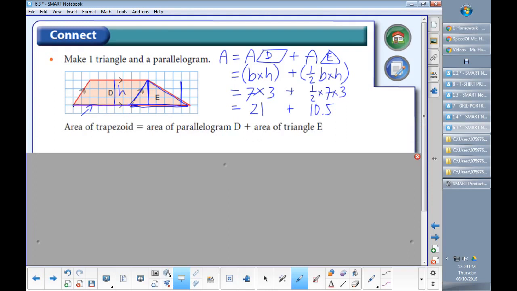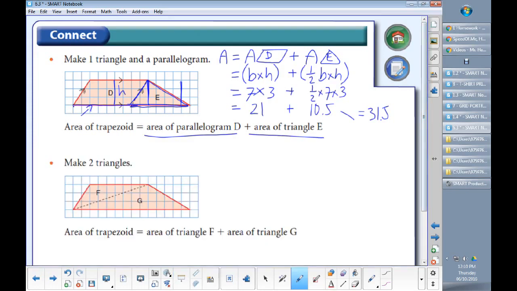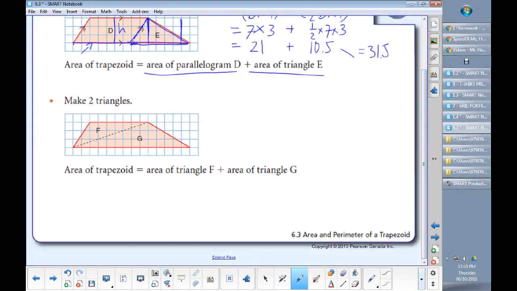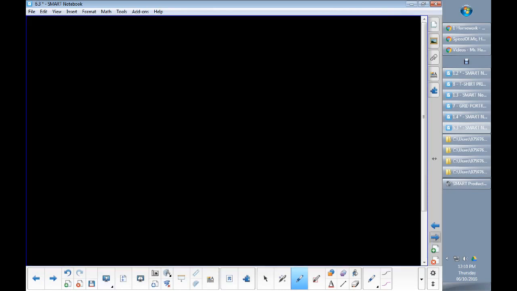And if we add that all together, we're going to get 31.5 units squared in this case. Okay? So that's one way to do that. Again, we're taking the area of parallelogram D and the area of triangle E. And the final way to do this is to make two triangles where we put a diagonal line across. In this case, the area of the trapezoid is the area of triangle F plus the area of triangle G. And here's an example that we can go through.